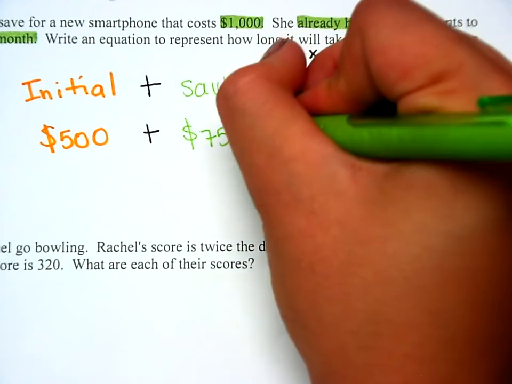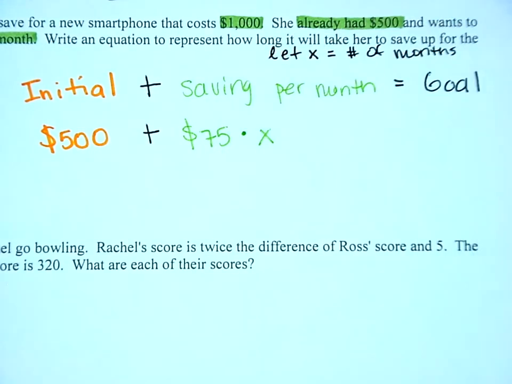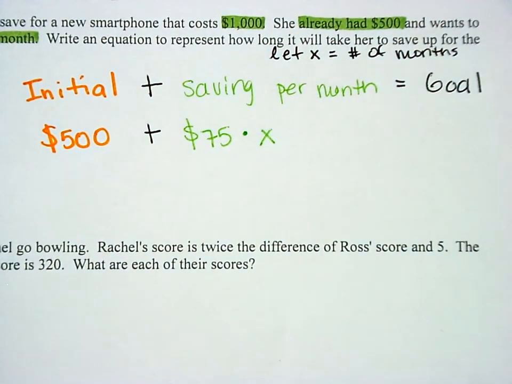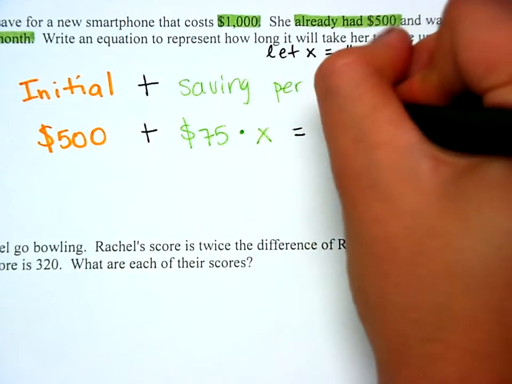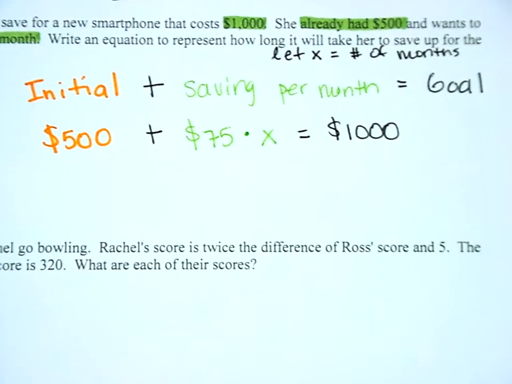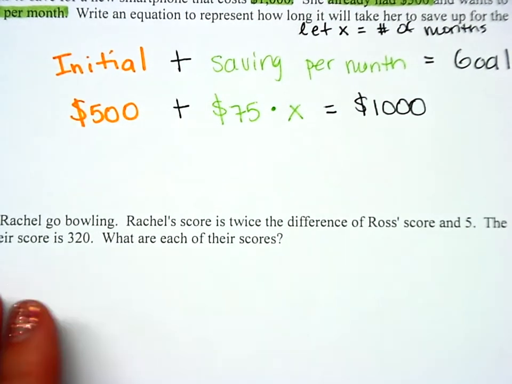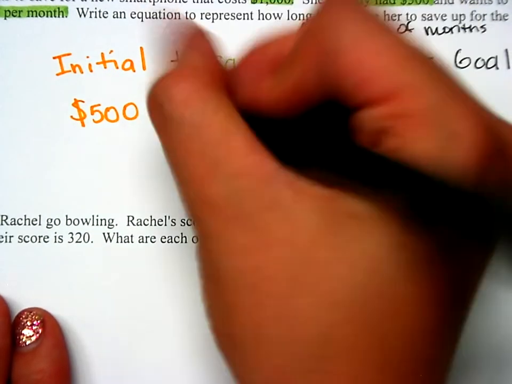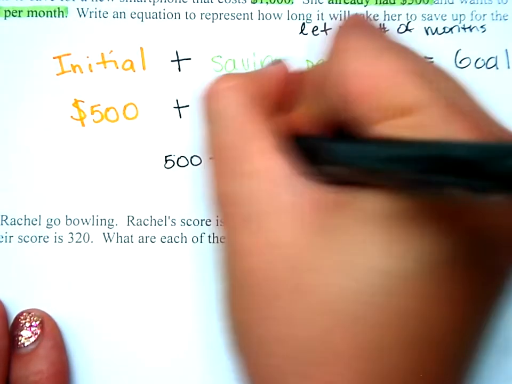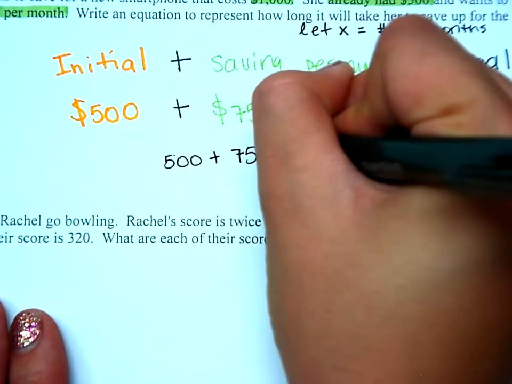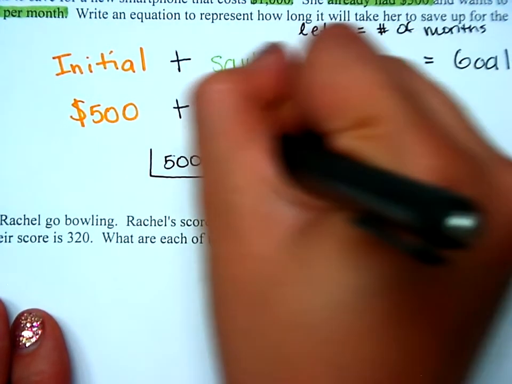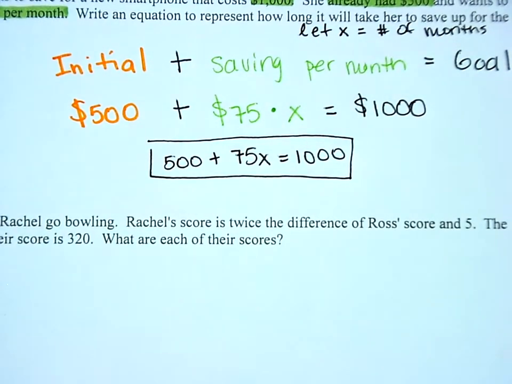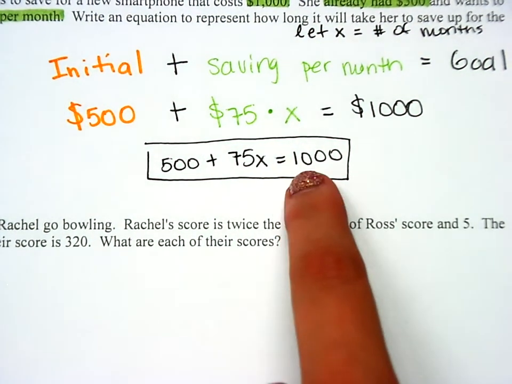So this is 75 times x, and then we're going to equal, and what was our goal? What are we saving for? It's $1,000. Okay, so again, I'm going to clean this up a little and write it as a standard equation. We've got 500 plus 75x equals 1,000. We could use this to solve for x and find out how many months it will take Jess to get to $1,000. We're going to leave it here for now.